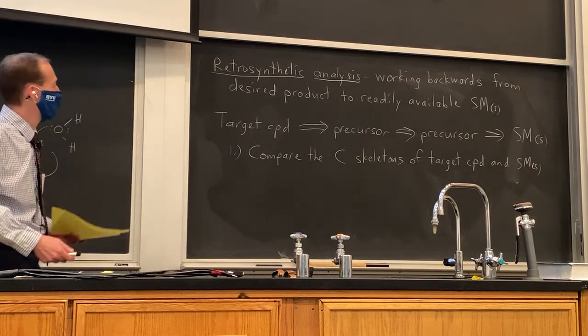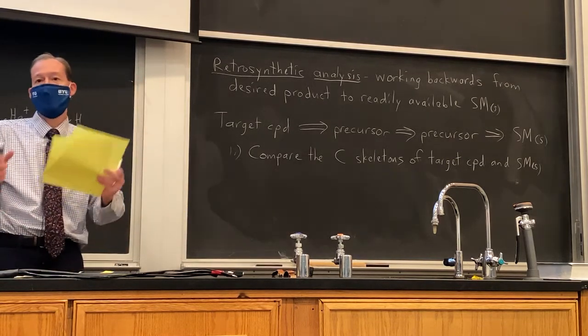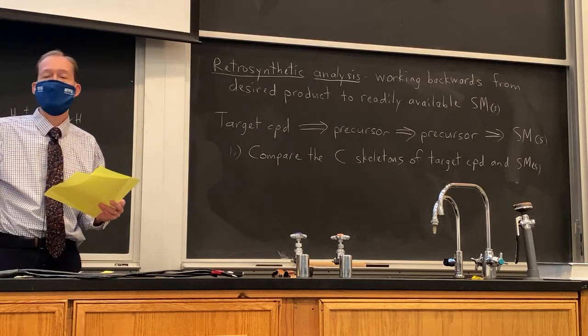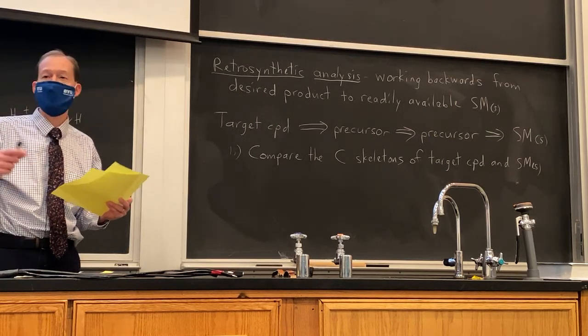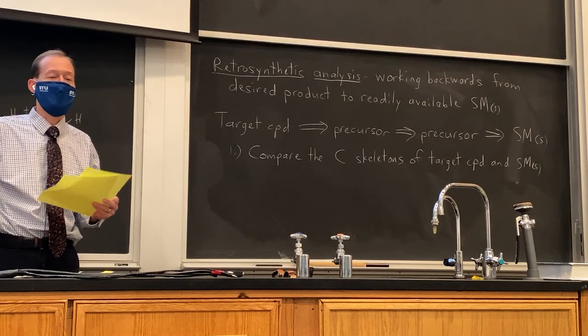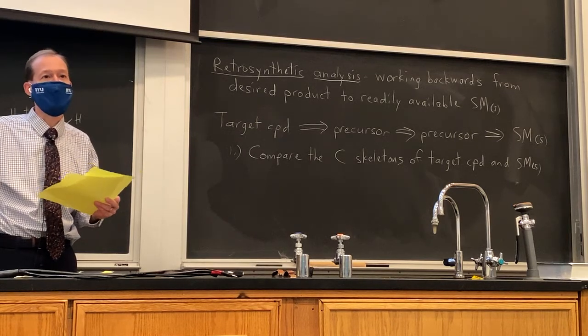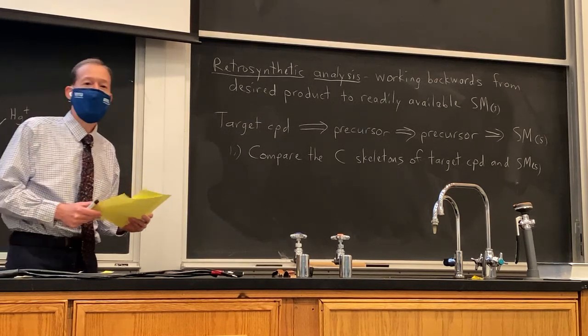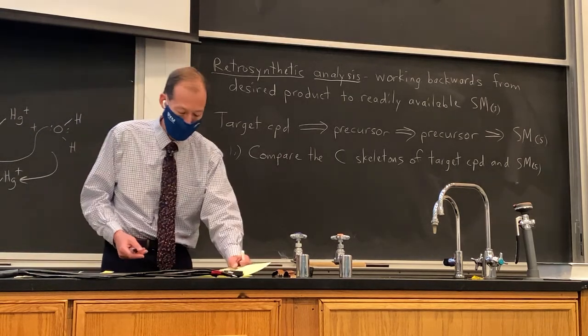The second thing you want to look for is you want to try to match up the locations of carbons in your starting material with carbons in your target compound. If you can figure out where those carbons are going to end up, that can help you figure out what kinds of reactions you would need to do.